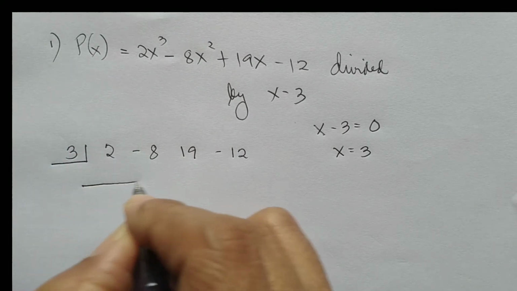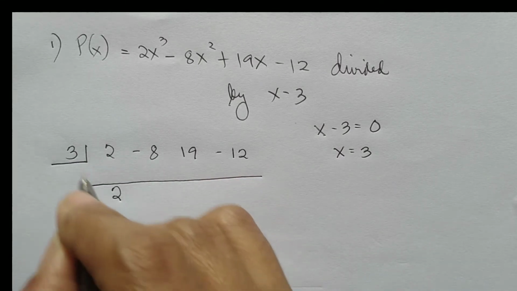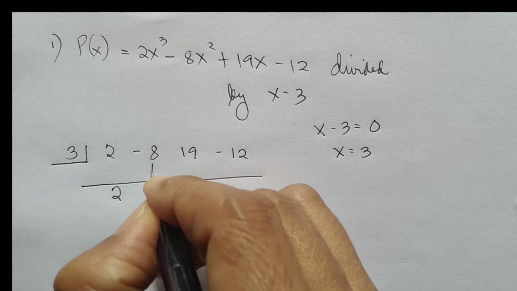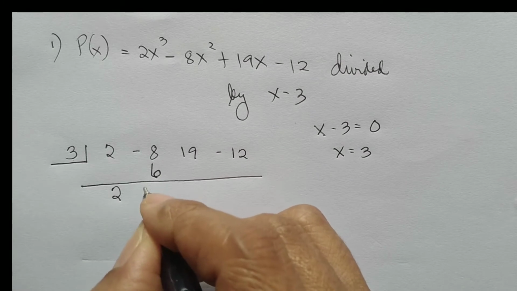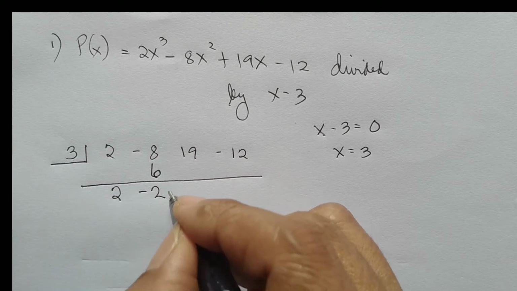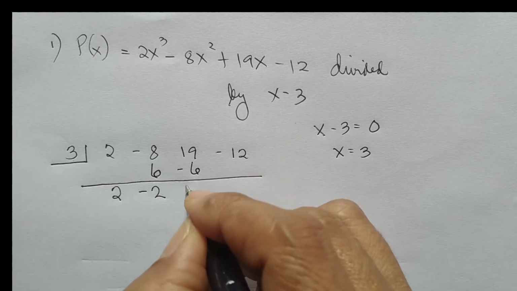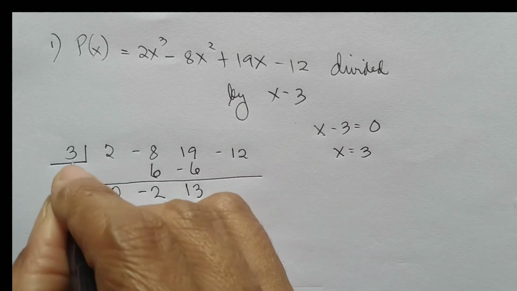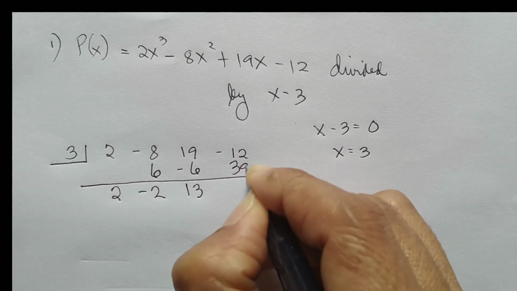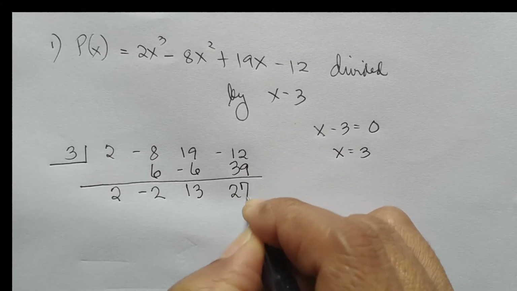The next thing we have to do is to bring down the first coefficient, which is 2, and then multiply it by 3. So you have 2 times 3 is positive 6, and then you add negative 8 plus 6 is negative 2. Multiply it again by positive 3, it gives us negative 6, and then you add it to 19, we have positive 13. Multiply it again by positive 3, it gives us positive 39, and then you add it to negative 12, it gives us positive 27.